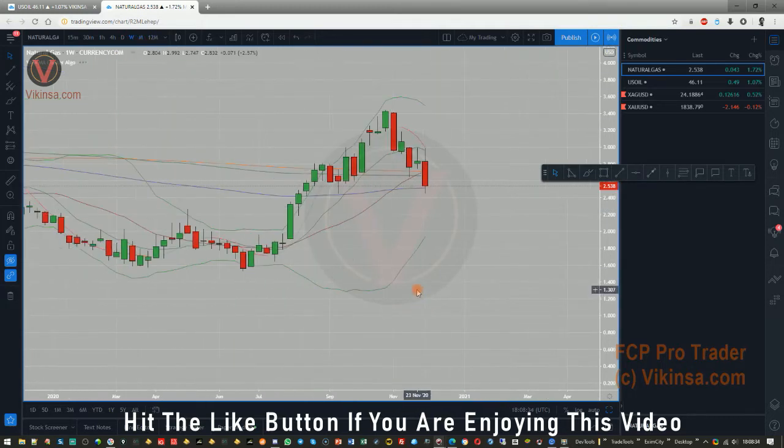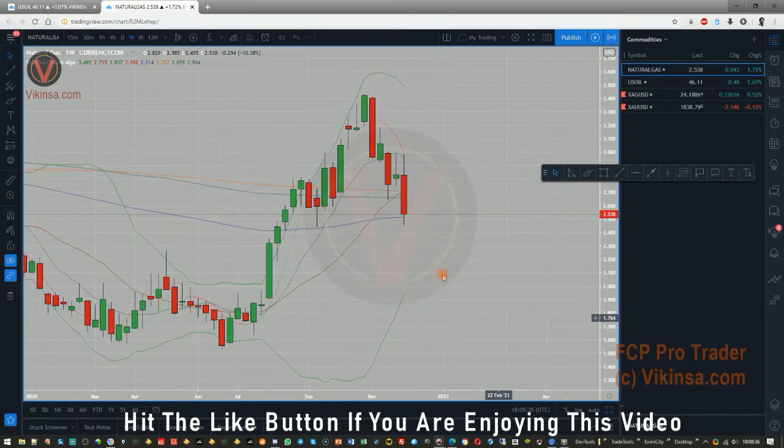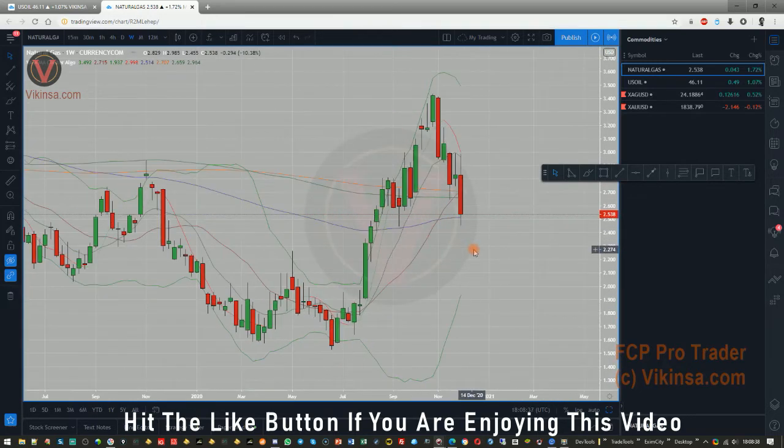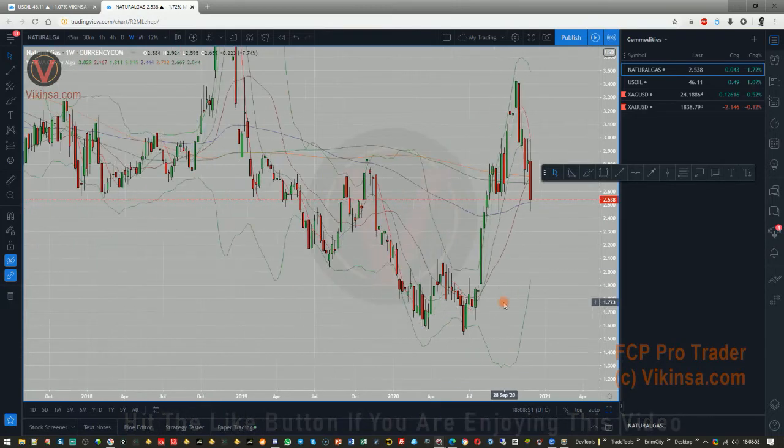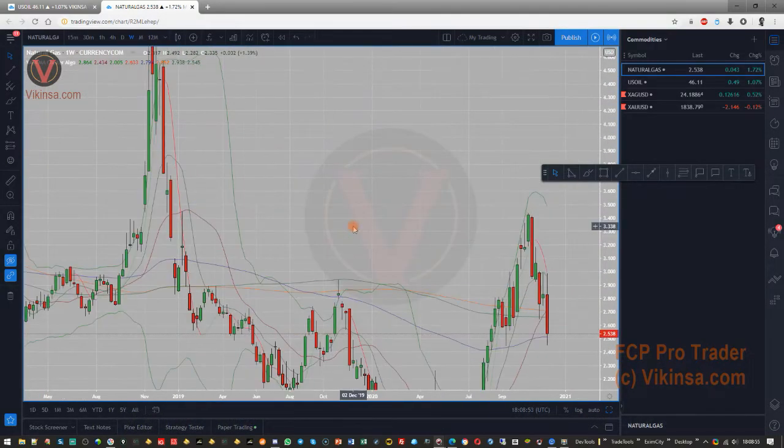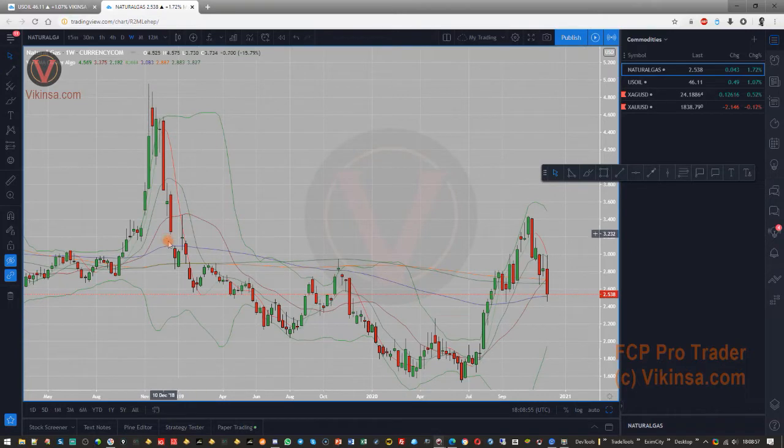If I go to the weekly time frame, right now it is getting supported by the moving average cluster, and it has also been filling most of the gaps that it has left. So here it has been filling all the gaps. There is another gap here at around the 1.9 level. You see, gaps may or may not get filled all the time. There are so many gaps in this market.